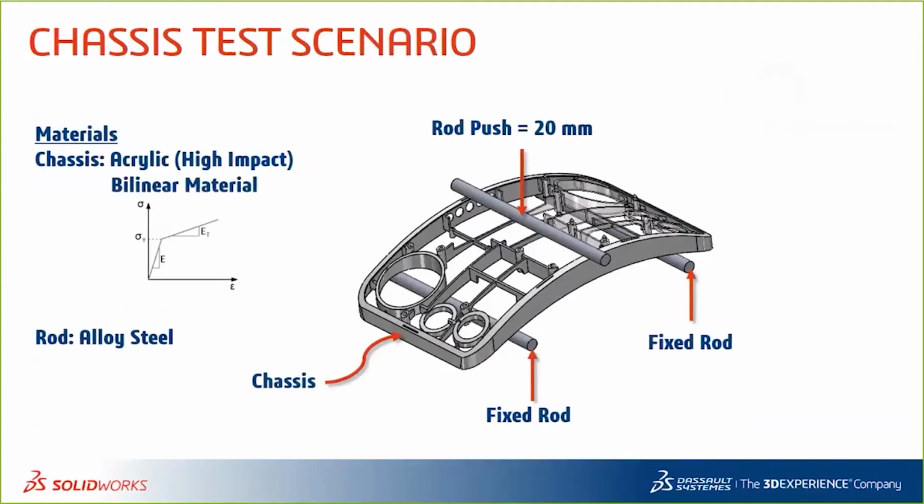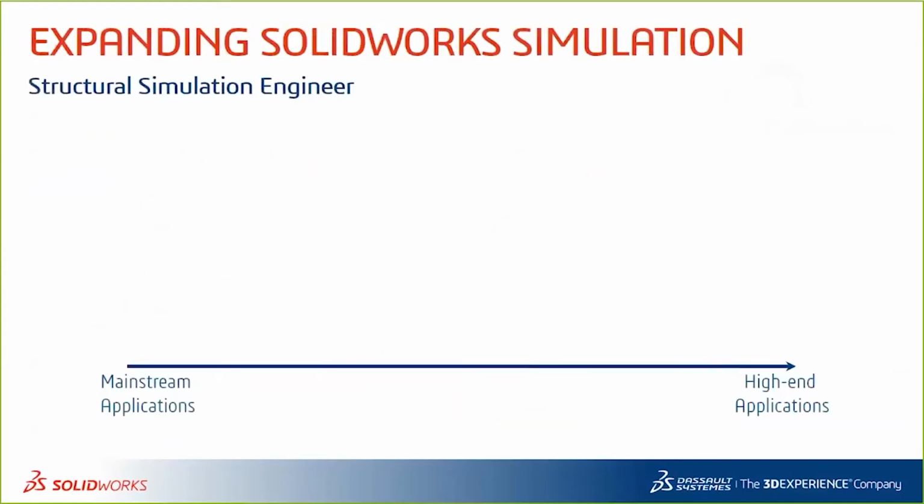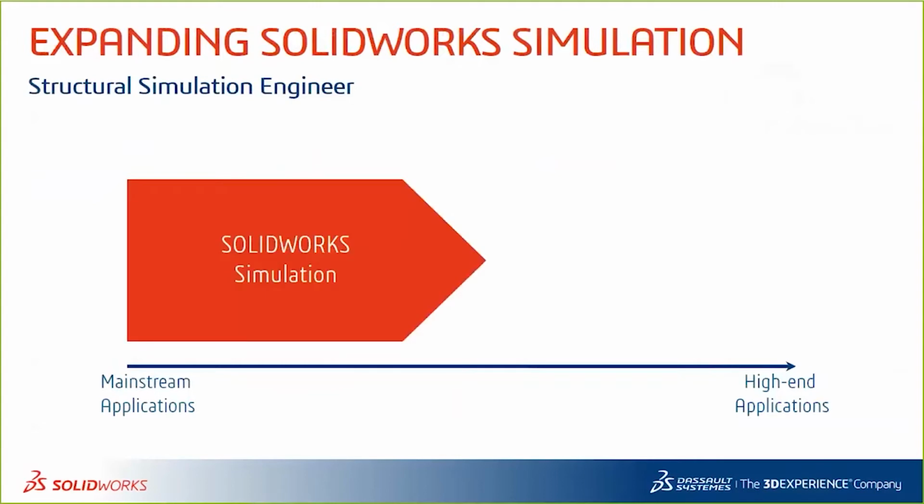The material that we're using here is Arclic, and it is a bilinear material. The rods are going to be alloy steel. We're not too concerned about what material the rods are, as our only goal here is to deform the plastic base. So this is considered a nonlinear analysis, and in the past, we have certainly been able to do a lot of these in SolidWorks Simulation nonlinear analysis.